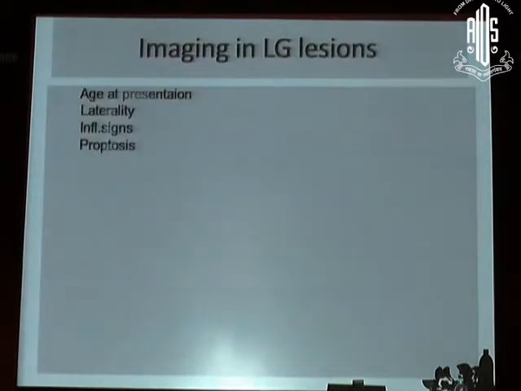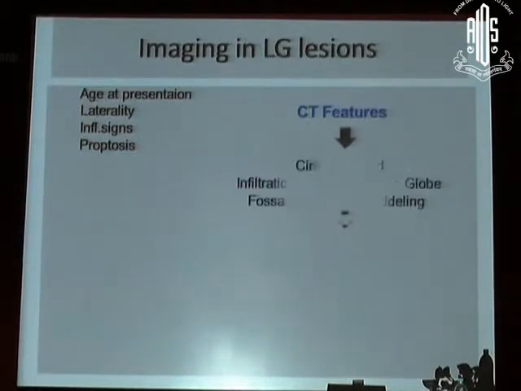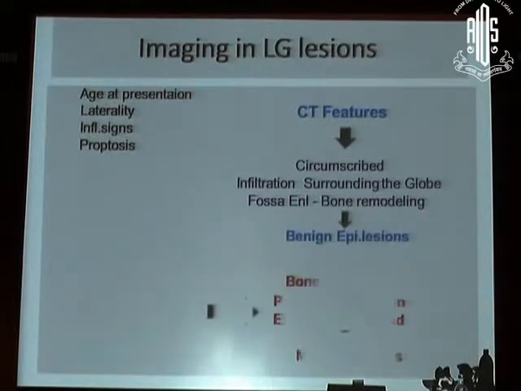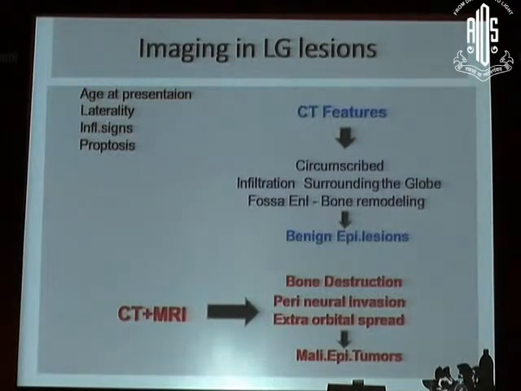And therefore, imaging in lacrimal gland lesions should not only depend on history but on CT features as well. If you see circumscribed lesions, infiltrative lesions surrounding the globe, bone enlargement and bone remodeling, it's a benign lesion. Whereas epithelial tumors have bone destruction, perineural invasion, extraorbital spread, and one needs to do CT plus MRI. Diagnostic biopsy is contraindicated. That is why the whole exercise is necessary.